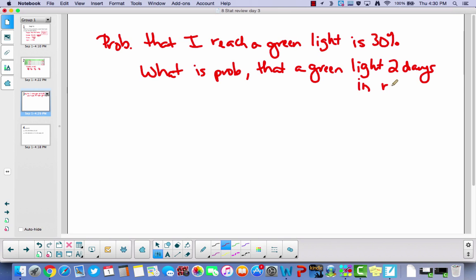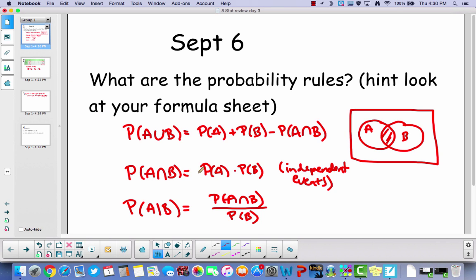Now, question is, are those independent events? If I get a green light the first day, does that automatically guarantee I'm going to get a green light the second day, or does it automatically guarantee that I won't get a green light? It has no impact, so it's an independent event. So the probability that I do both is the probability of A times B. So probability I get a green light the first day and the second day.